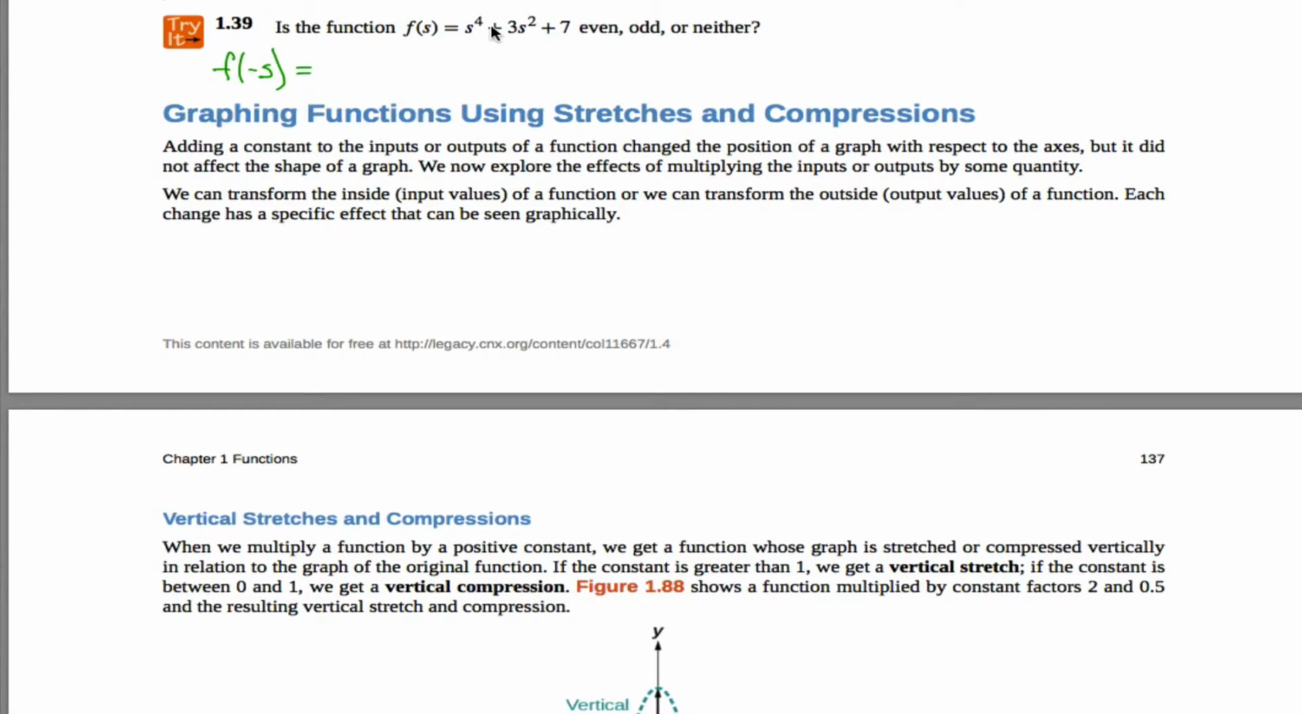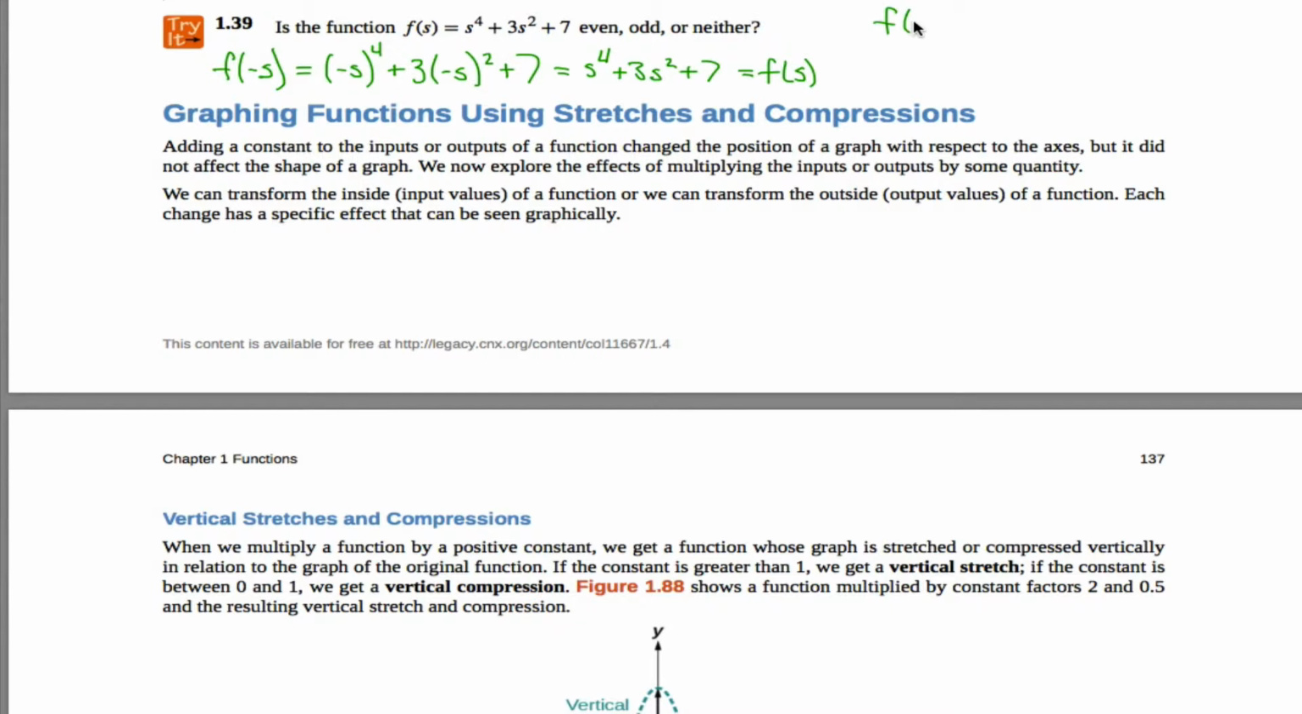And here's my blueprint for f of s, so I can figure out f of negative s by just changing all of those s's into negative s's. And this is f of negative s, although I'd like to simplify that a little bit. Negative s to the fourth power is the same as s to the fourth power. Negative s squared is the same as s squared. And then I got plus 7.